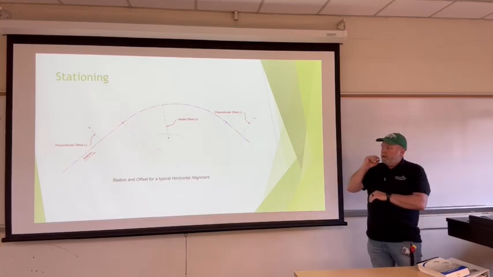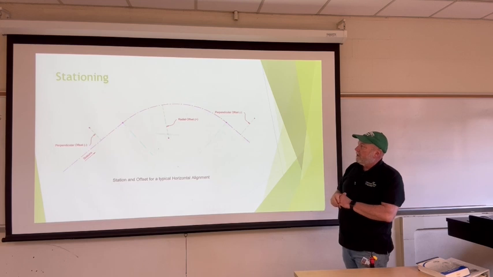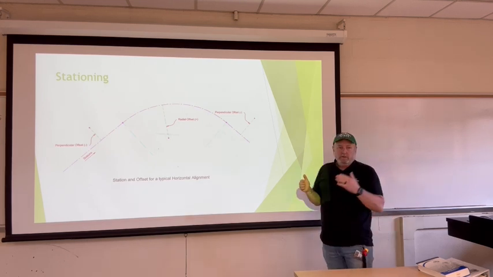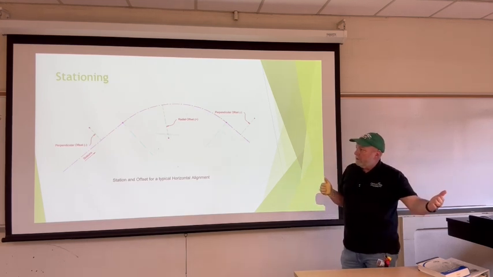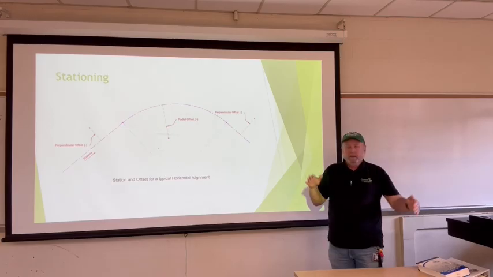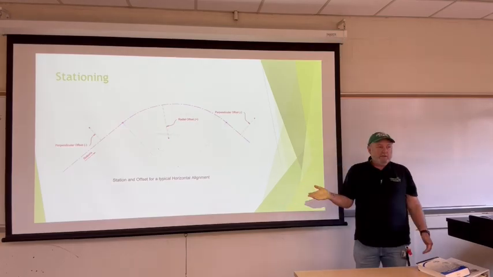So does that kind of help visualize, maybe make a little more sense as far as the offsets? If it's to the left of the alignment, it's going to be labeled as a negative offset. To the right, it would be labeled as a positive offset.